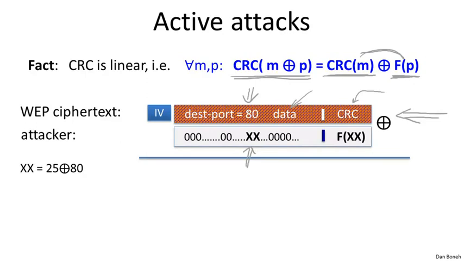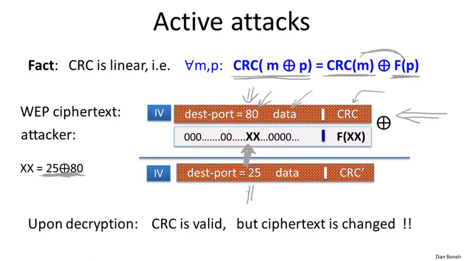What he'll XOR in will basically be the string 25 XOR 80. And you remember that if I XOR a certain string XX into the ciphertext that was created using a stream cipher, when that ciphertext is decrypted, the plaintext at this position will also be XORed by XX. As a result, after decryption, the plaintext at this position will be the original 80 XOR 25 XOR 80, which gives us 25. So after decryption, the plaintext at this position will now be 25.